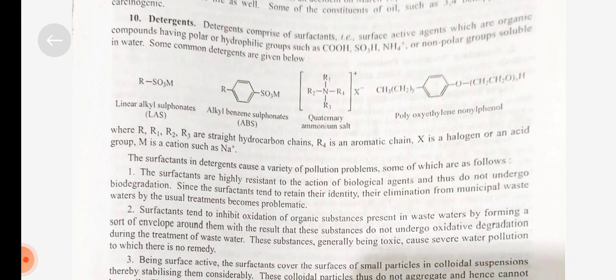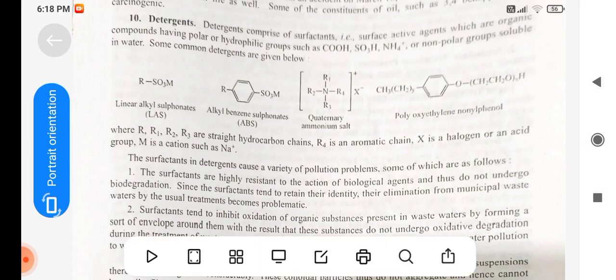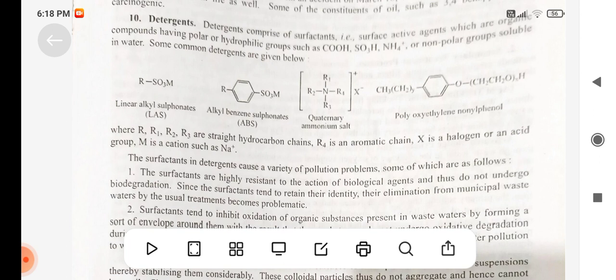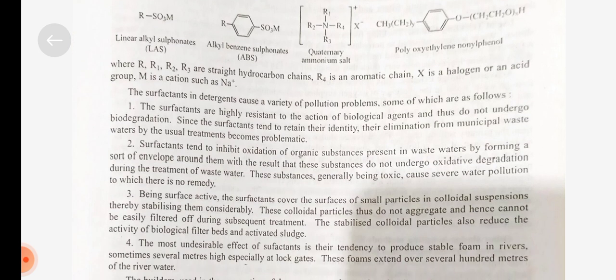Detergents. Detergents comprise surfactants, that is, surface active agents, which are organic compounds having polar hydrophilic groups such as COOH, SO3H, NH4+, or non-polar groups soluble in water. Some common detergents are given here, like quaternary ammonium salt and alkyl benzene sulfonate, where R1, R2, R3 are straight hydrocarbon chains, R4 is an aromatic chain, X is a halogen acid group, and M is a cation such as Na+.